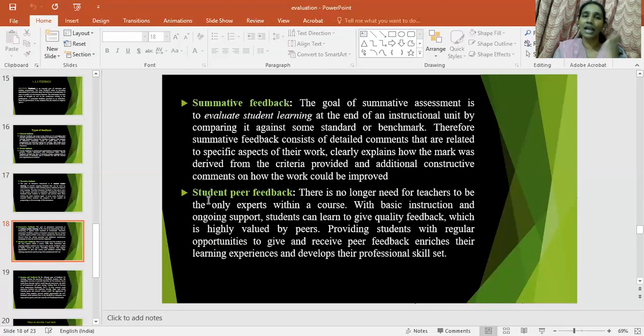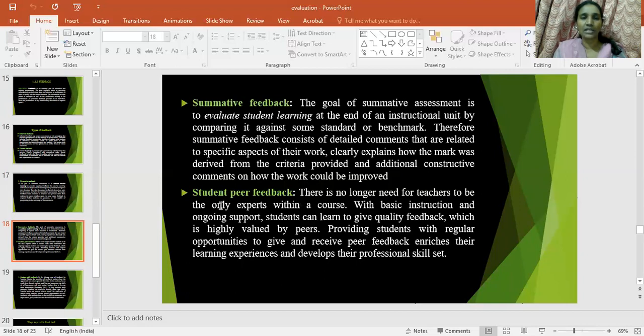Summative feedback means, as I already told you, summative evaluation at the end of the term or at the end of the semester or at the end of the chapter. Same way, at the end of the year or at the end of the unit, you will be getting the feedback. Here, the goal of summative assessment is to evaluate students' learning at the end of an instructional unit by comparing it against some standard or benchmark. Therefore, summative feedback consists of detailed comments that are related to specific aspects of their work.